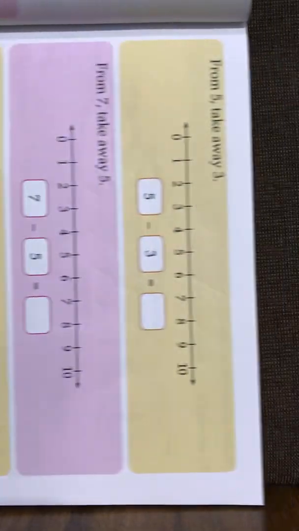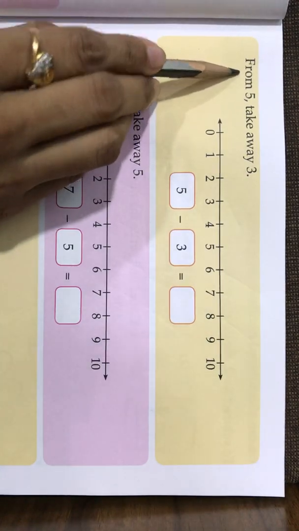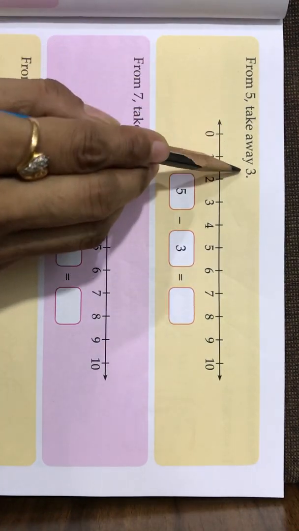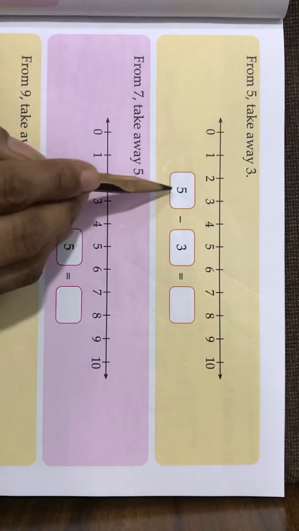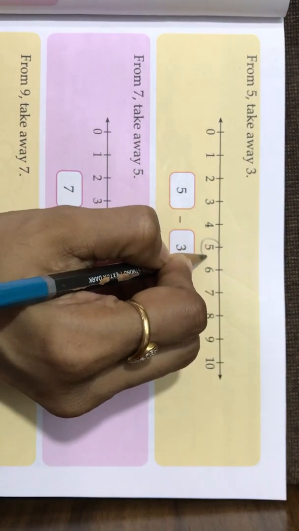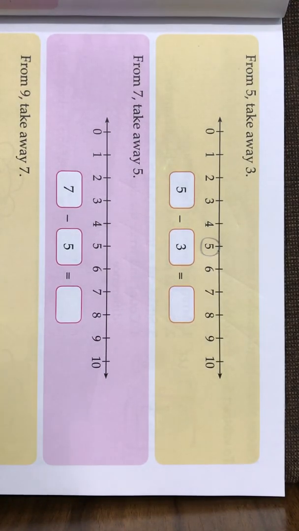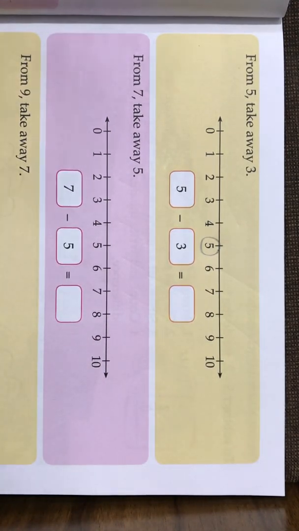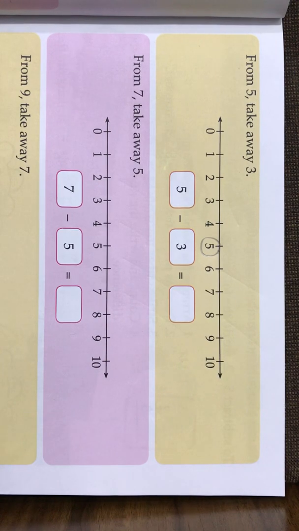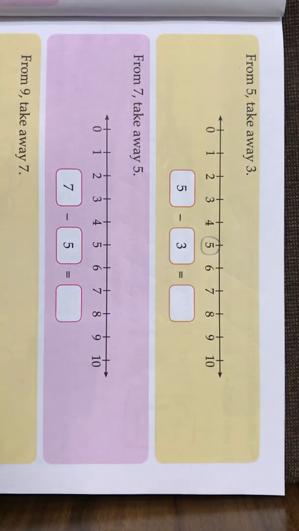Let's come on next page. Page number 59. From 5, take away 3. What I will do? 5 minus 3, so we will circle 5. If you will not do the circle, then also it is right. It is not compulsory to make a circle. But we do circle so that we will start with this number.